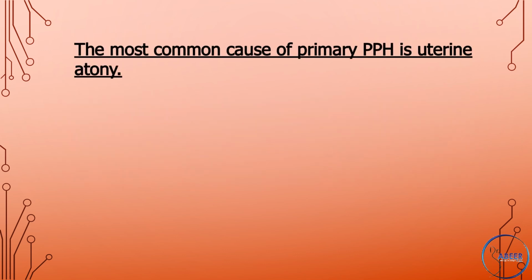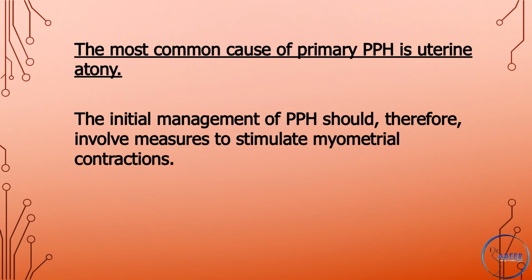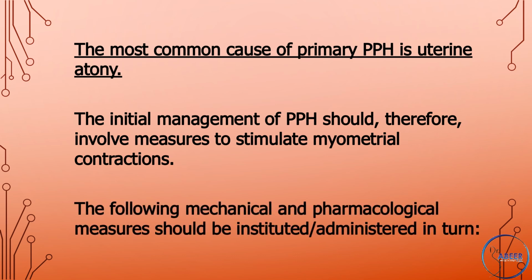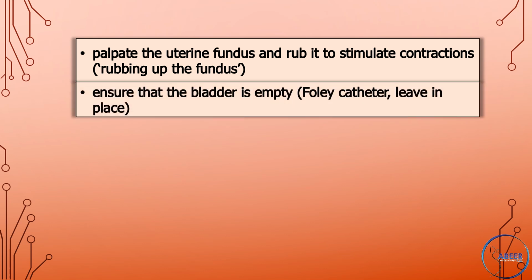The most common cause of primary postpartum hemorrhage is uterine atony. The initial management of PPH should therefore involve measures to stimulate myometrial contractions. The following mechanical and pharmacological measures should be instituted or administered in turn. Palpate the uterine fundus and rub it to stimulate contractions. Ensure that the bladder is empty. Foley catheter, leave in place.